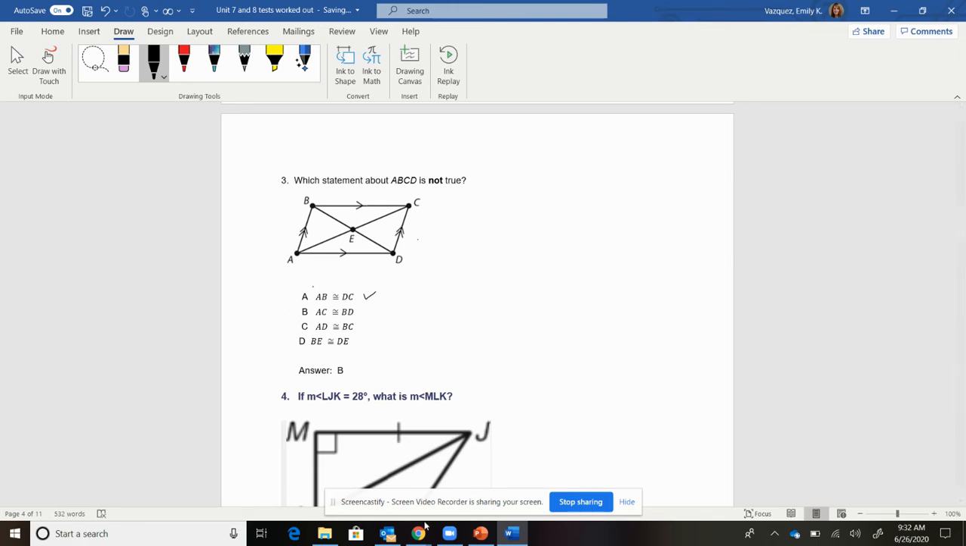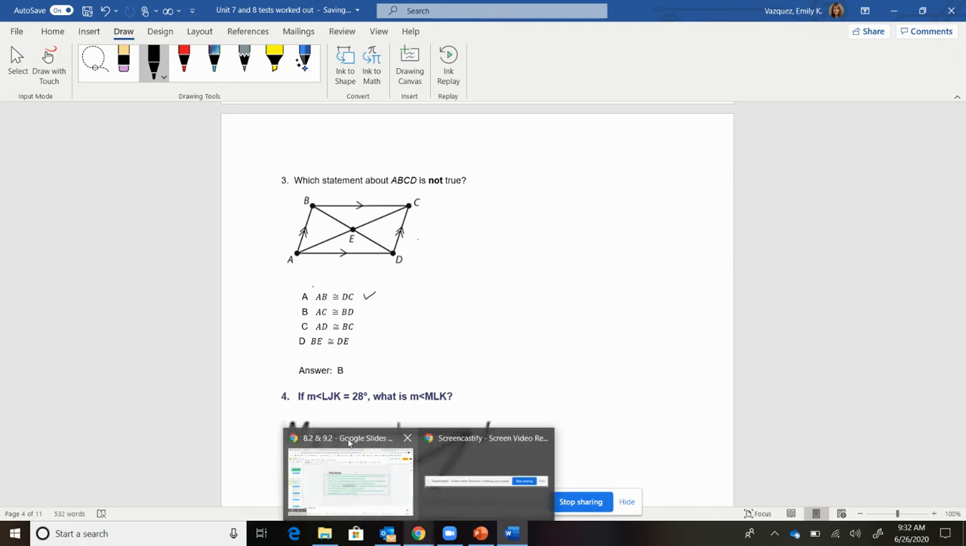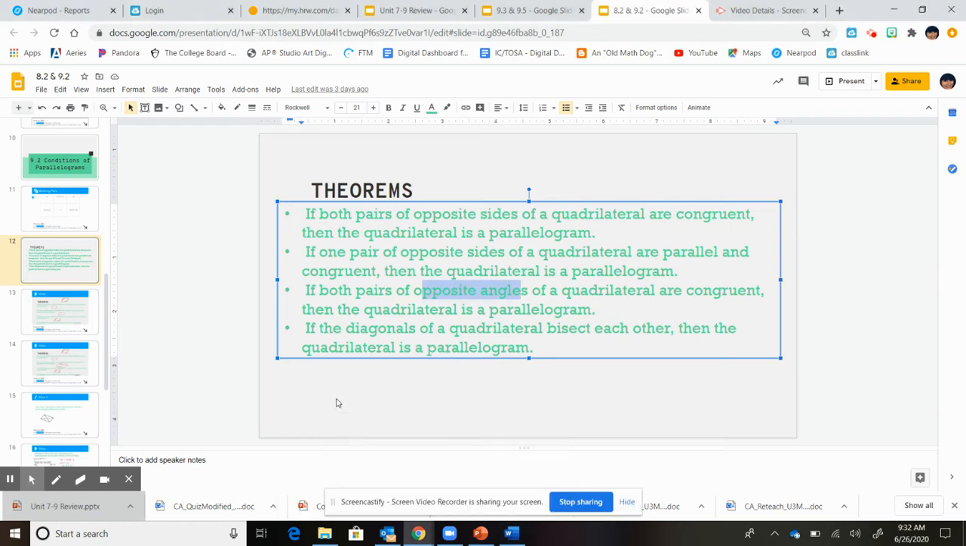So again, if I'm not sure, I'm taking this test right now, I'm going to look at my theorems right here. I'm focusing in on the diagonals, okay? The diagonals, I'm looking and I see the last property is talking about the diagonals. If the diagonals of a quadrilateral bisect each other, then the quadrilateral is a parallelogram. Okay, is there anything else about diagonals? It doesn't say that they're equal. It just says that the diagonals themselves bisect each other.